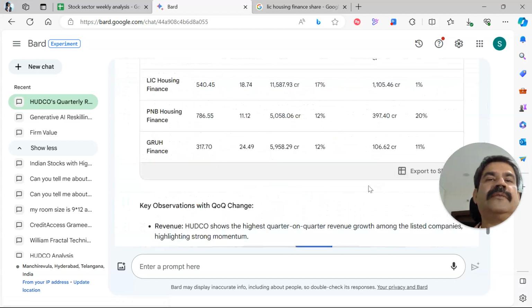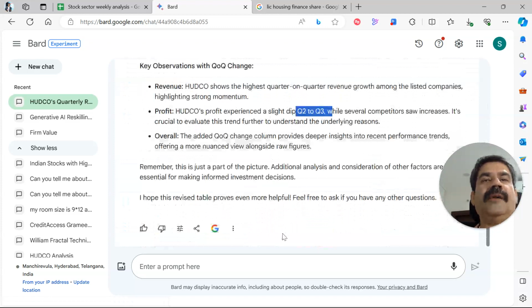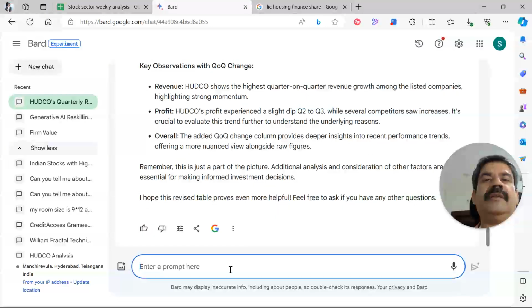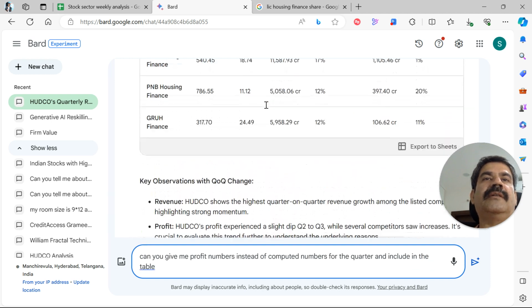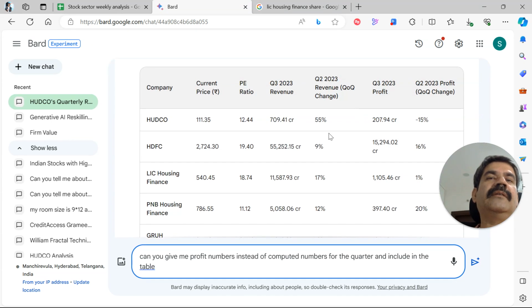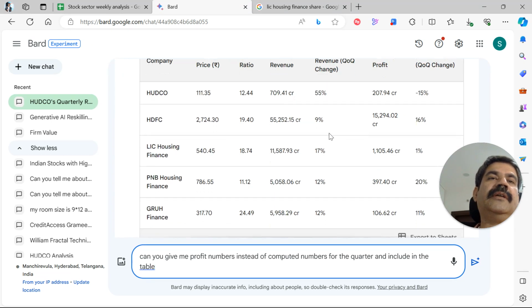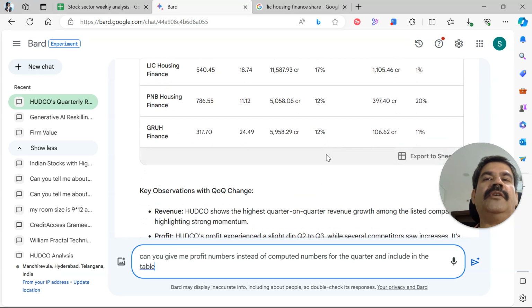So let me ask it a slightly different question. Can you give me exact profit numbers instead of computed numbers for the quarter and include in the table? So what I am saying is that since you didn't get this correct over here, if I read the report earlier and I interpret the report over here, it is not coming out perfectly. So what I'm trying to do is just give me the profits.